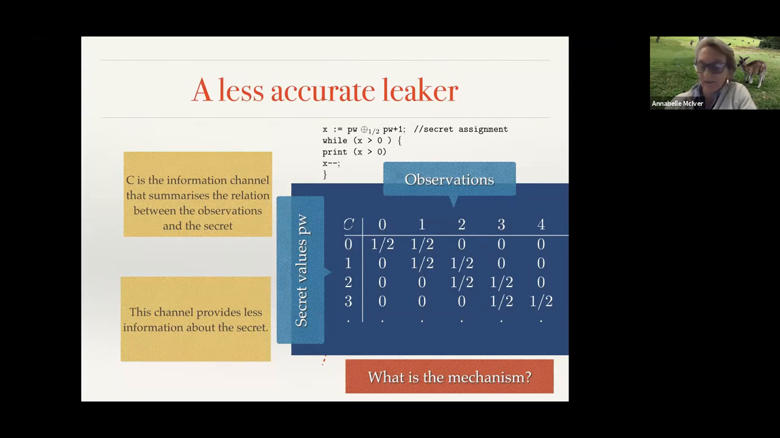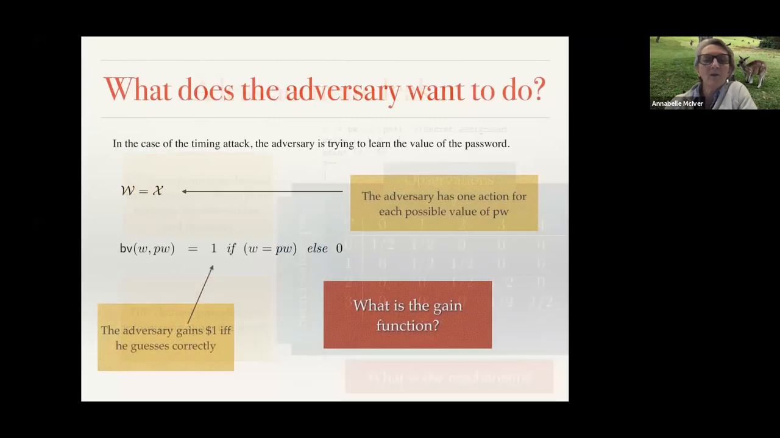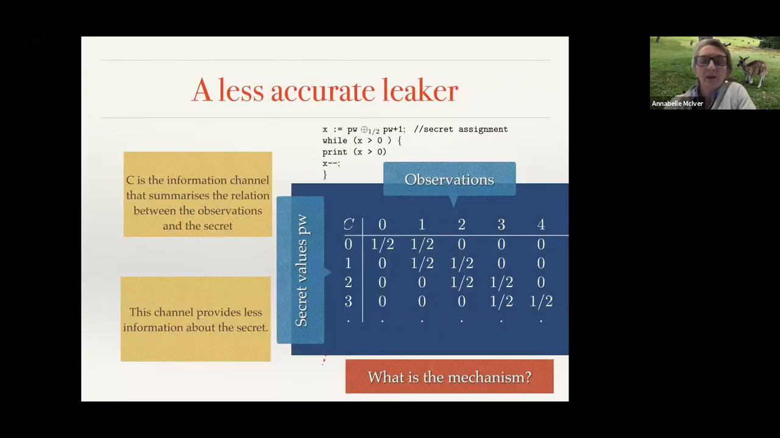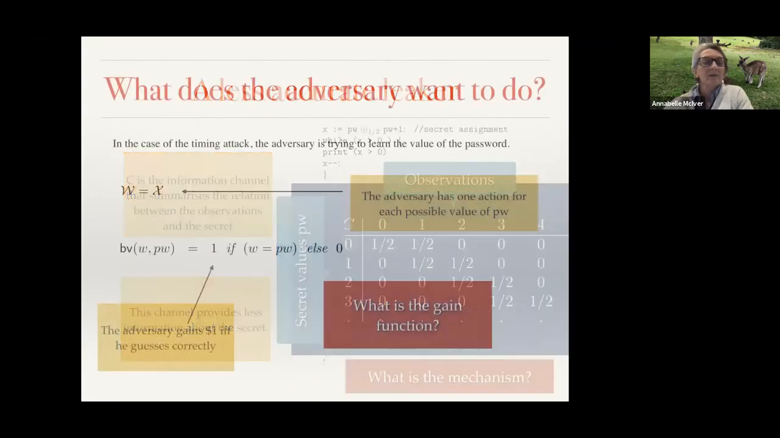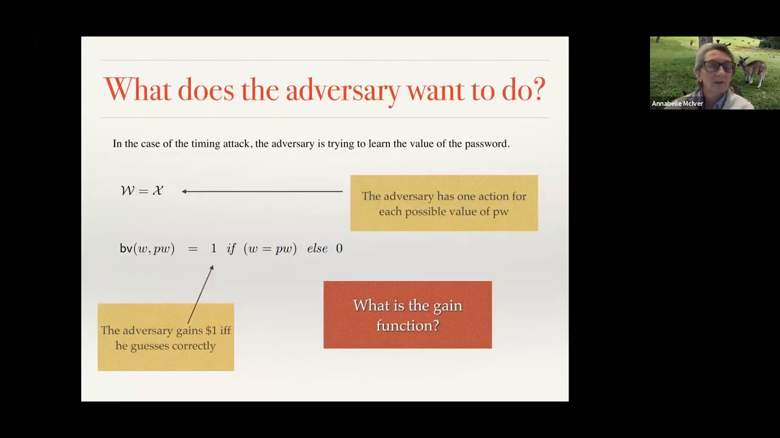So here is the channel for this. Let's have a look at it. So we've got halves everywhere now. So for each timing, for most cases the adversary can't rule out exactly what the password is. So there's a bit of uncertainty there. So as I say, we're going to use Bayes vulnerability. So that's the gain function.